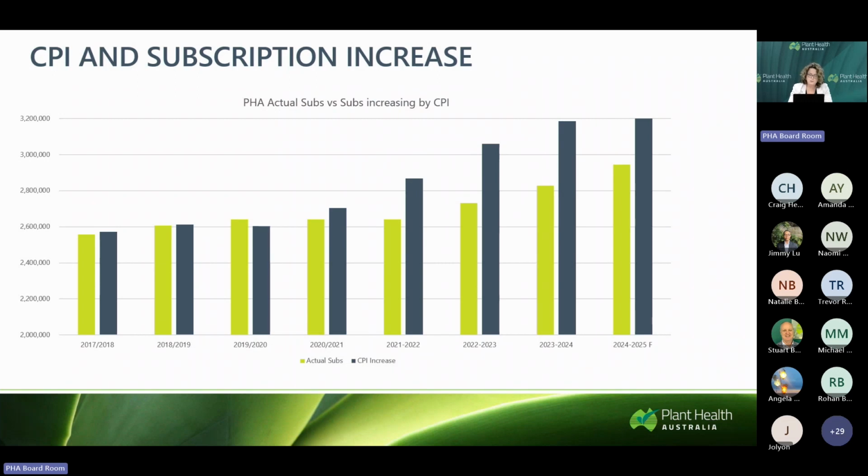However, events such as bushfires, droughts, floods and the impacts of COVID over subsequent years saw the PHA board take a conservative approach to subscription increases to minimise financial pressures on members. To provide a sense of what subscriptions would look like had they increased by CPI since 2016-17, they would be at $3.29 million rather than the $2.96 million proposed and shown in the graph on this slide.